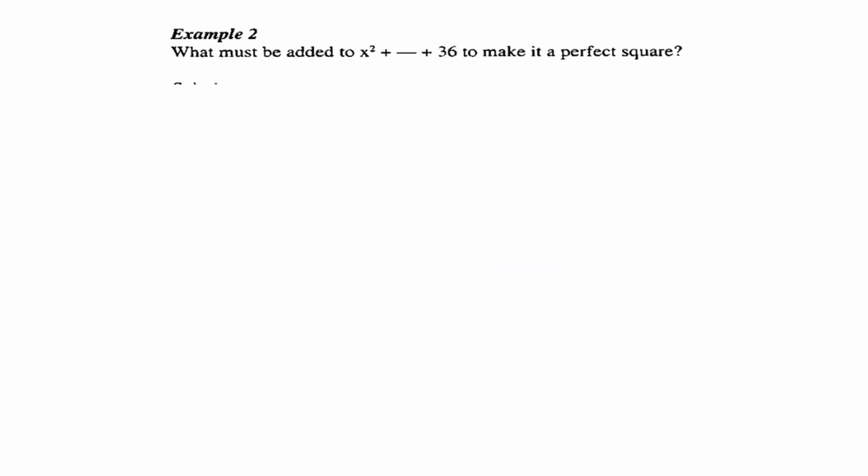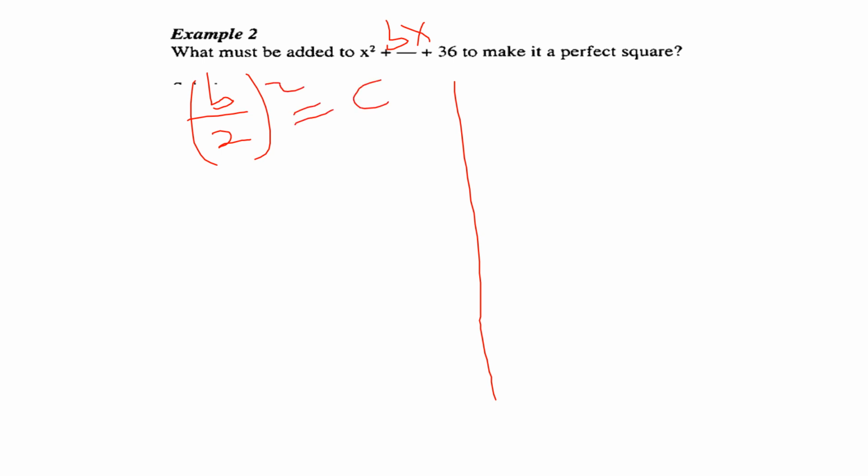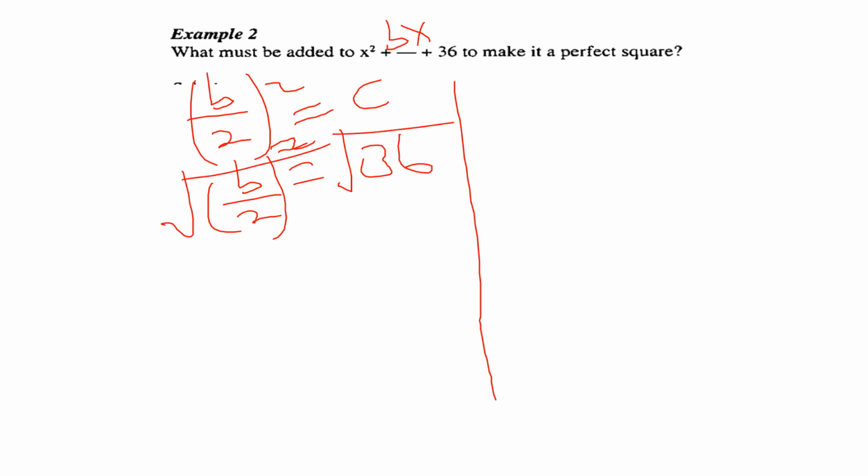So the next one is the value of that. Remember, in this case we can have this one adding bx here. So that is the coefficient that is left there, and we know that b all over 2 squared is equal to c, and in this case our c is 36. So b divided by 2 squared is equal to 36. Then we can get the square root on both sides.